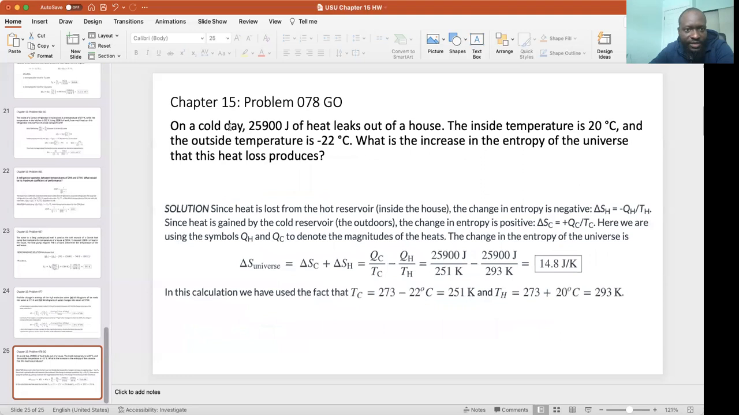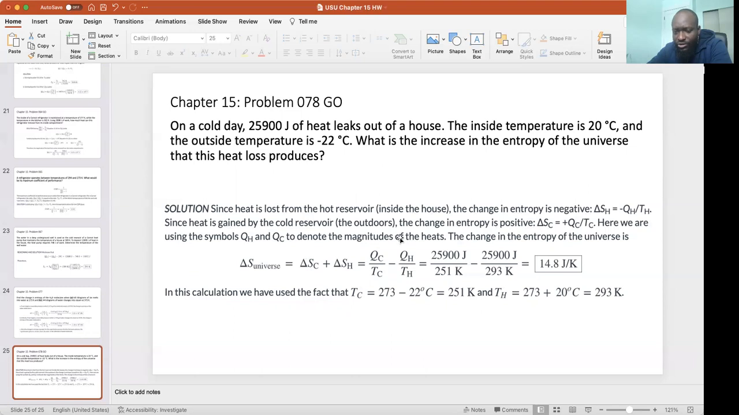Next, the last problem, chapter 15, problem 78. On a cold day, 25,900 joules of heat leaks out of a house. The inside temperature is 20 degrees Celsius and the outside temperature is negative 22 degrees Celsius. What is the increase in entropy of the universe that this heat loss produces? So heat is lost from the reservoir inside the house, so the change in entropy is negative. So delta S hot is minus Q hot over T hot. Since heat is gained by the cold reservoir, the outdoors, the change in entropy is positive. So the change in entropy for the cold reservoir is plus Q cold over T cold.